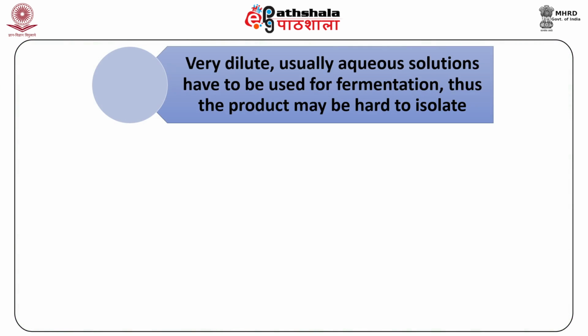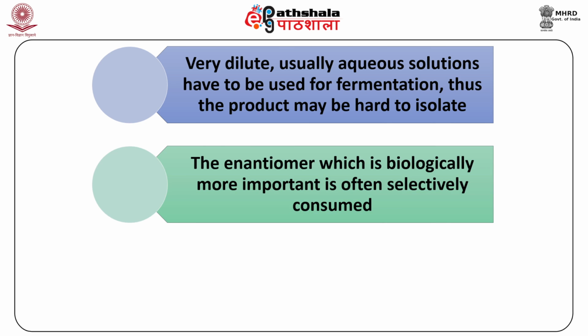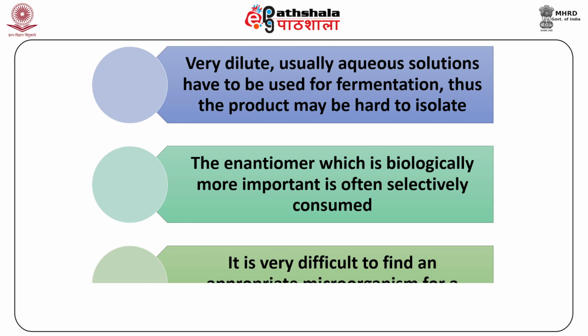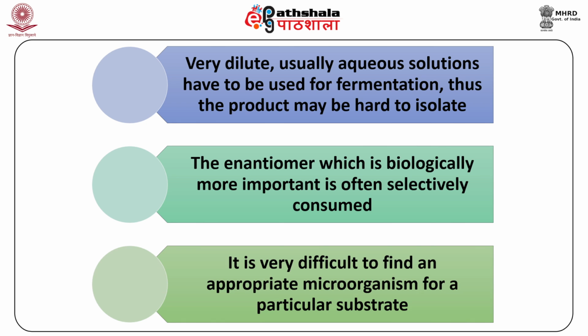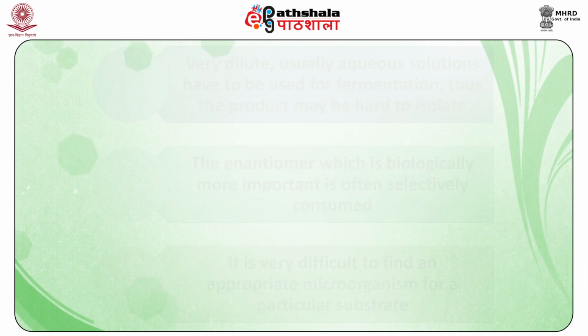The biochemical method has found an important application in the resolution of plus-minus, or racemic, amino acids. The shortcomings of the biochemical transformations are as follows. Very dilute, usually aqueous solutions have to be used for fermentation, thus the product may be hard to isolate. The enantiomer which is biologically more important is often selectively consumed. It is very difficult to find an appropriate microorganism for a particular substrate.